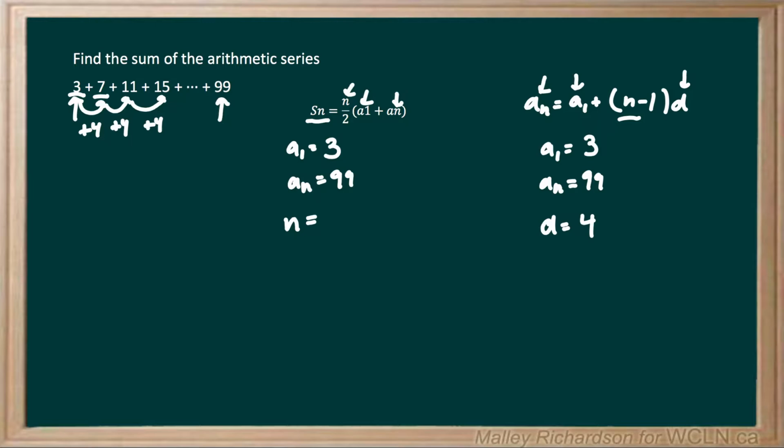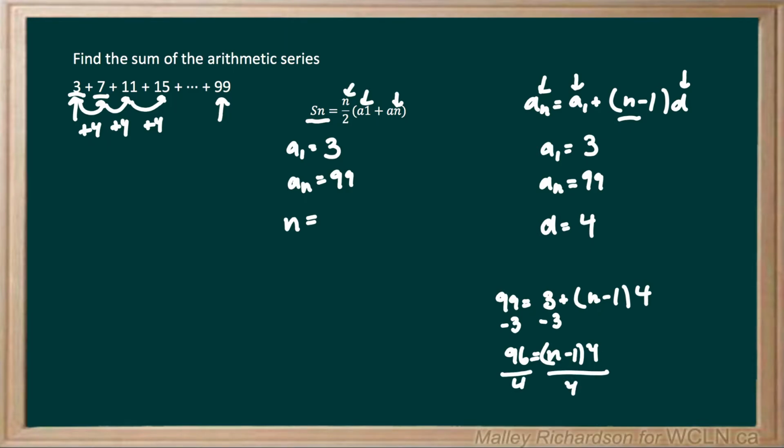So filling in what we know, we have 99 equals 3 plus n minus 1 multiplied by 4. To isolate for n, we're going to subtract 3 from both sides. 99 minus 3 is 96, which equals n minus 1, all multiplied by 4. Divide both sides by 4, and we're left with 96 divided by 4, which is 24, equals n minus 1. Now to finally solve for n, we want to add 1 to both sides, and we're left with 25 equals n.